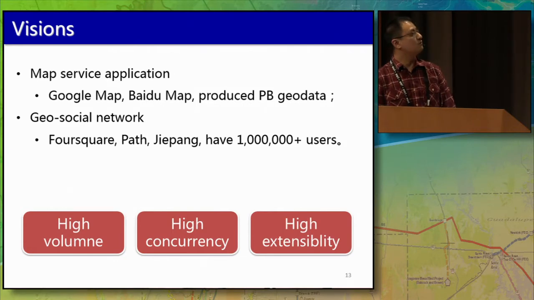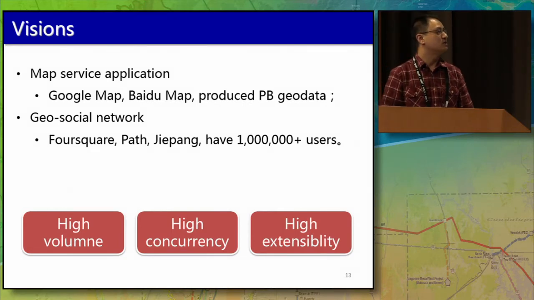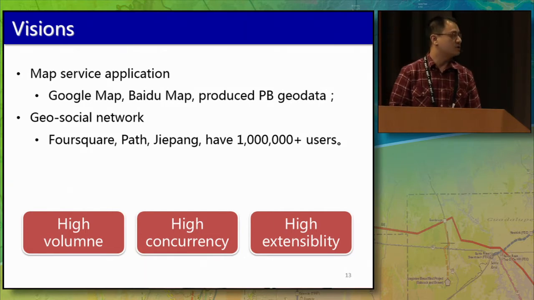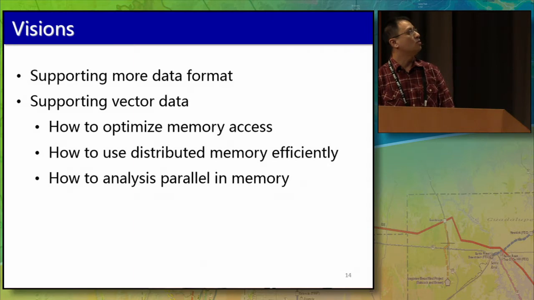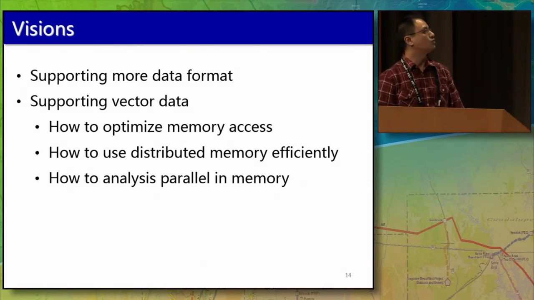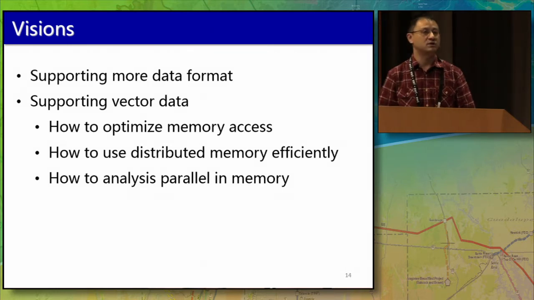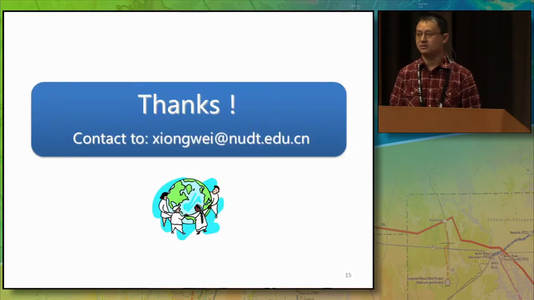The future work is that the data I/O becomes more high volume, high concurrency, and high extensibility. So next we want to support more data formats, test more data formats, and we want to support parallel vector data I/O. We want to use the distributed and big memory. That's all. Thank you.